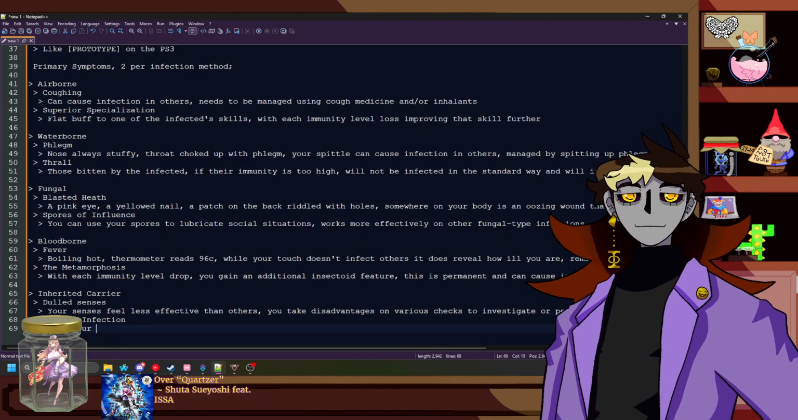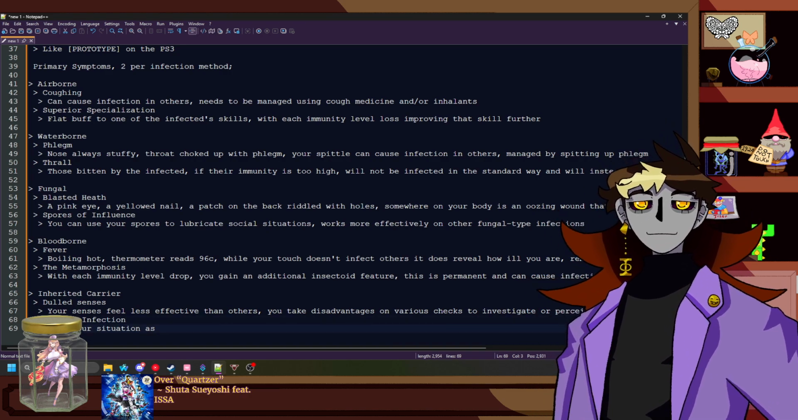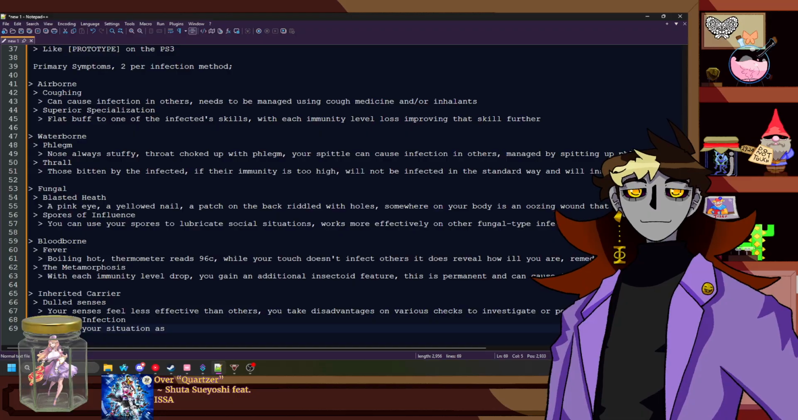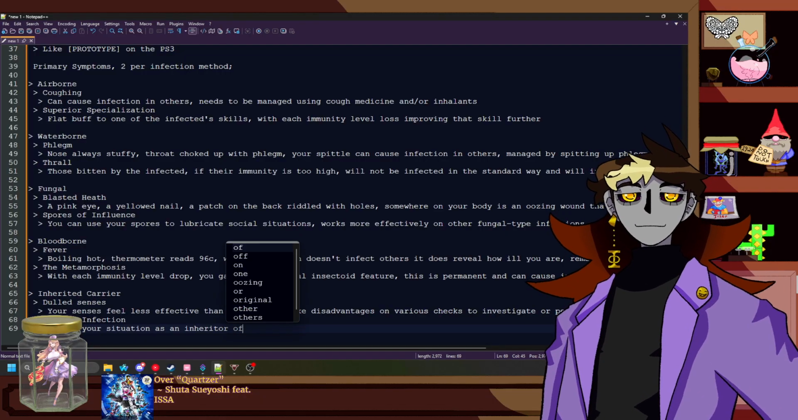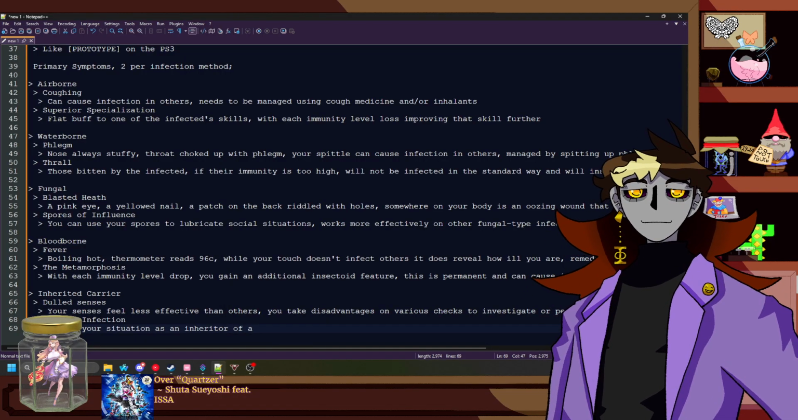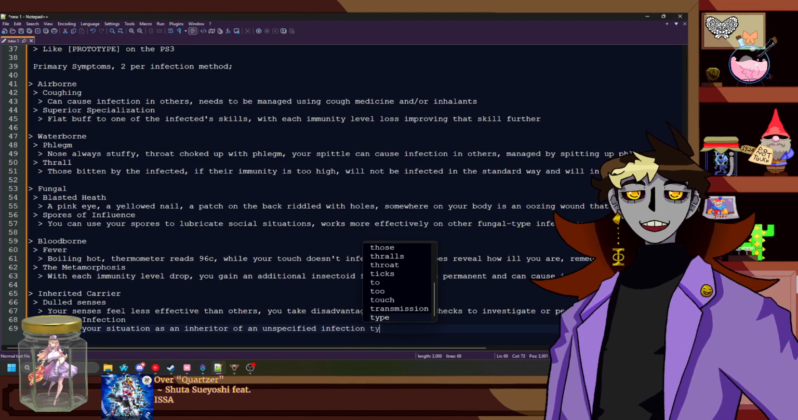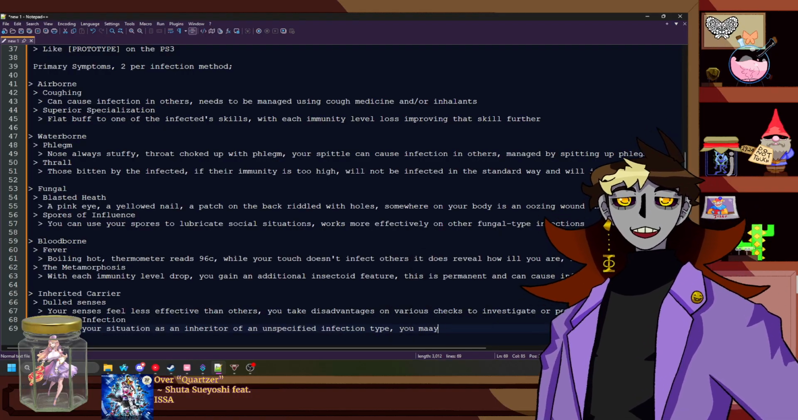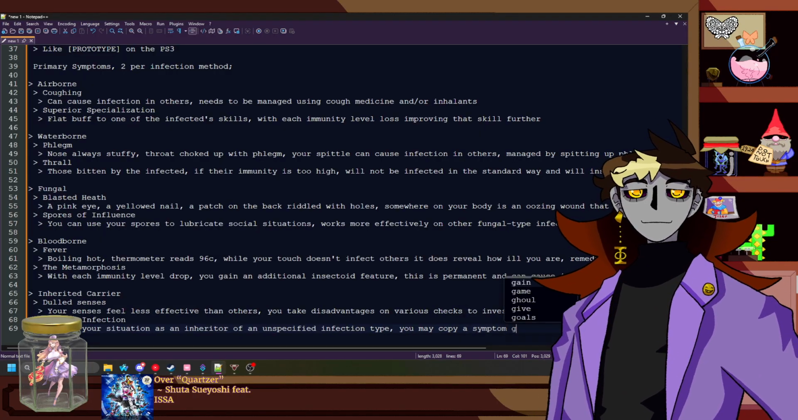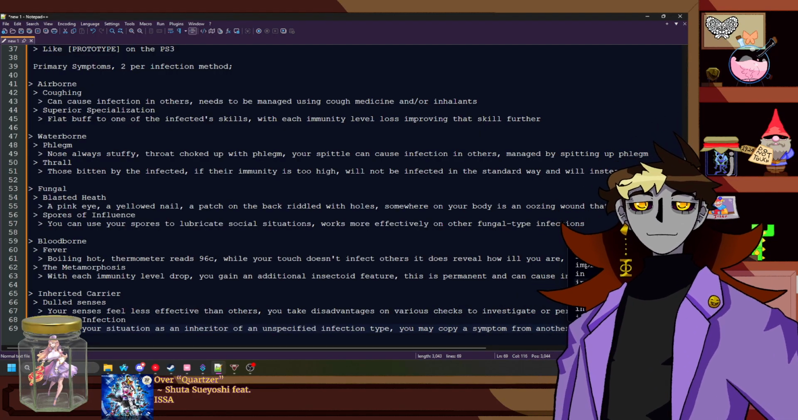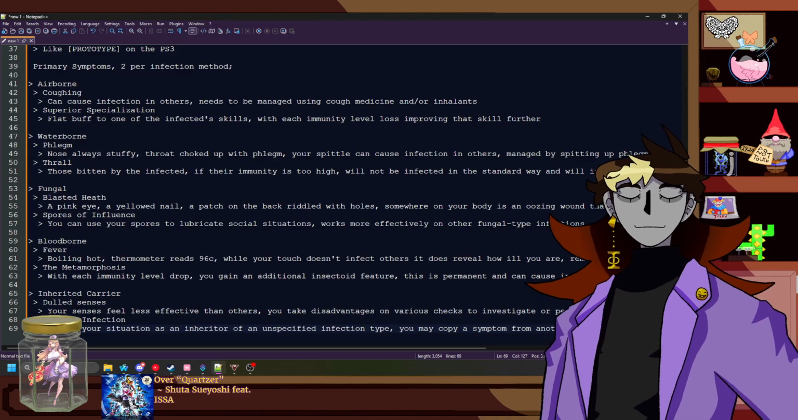Due to your situation as an inheritor of an unspecified infection type, you may copy a symptom from another infection type. There we go.